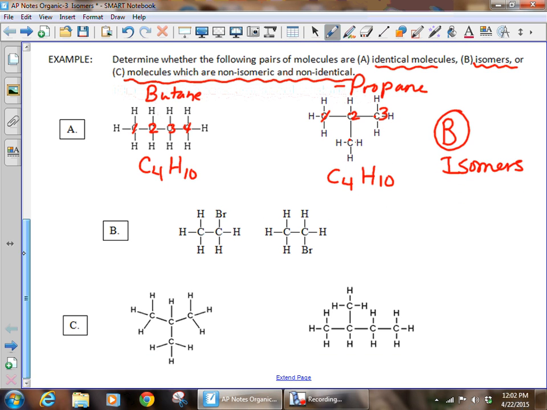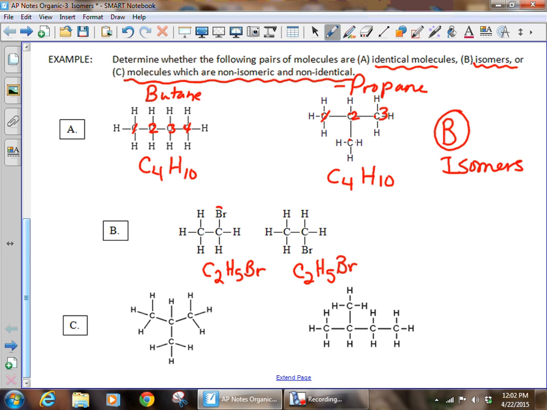Look at the next example. We look at the formula, we see that both of these have 2 carbons, they both have 5 hydrogens, and a bromine. So both of them have the same formula. So it obeys one of the criteria. Now let's see if they have different names.